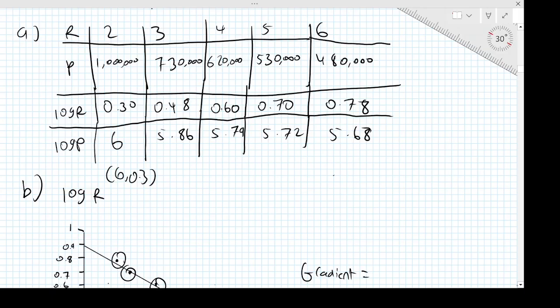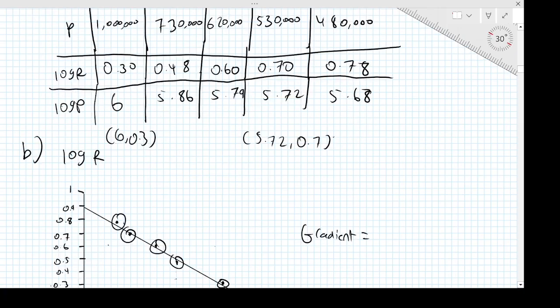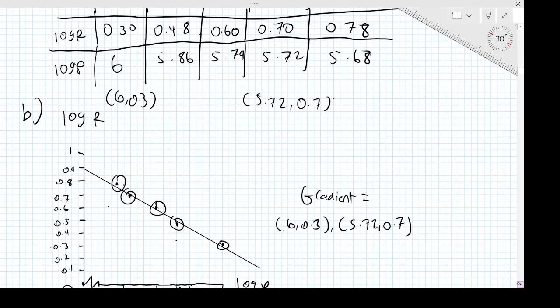And I can take, let's say, this point here, and then 5.72 for log P and 0.7 for log R. So if I compute the exact gradient between the 6, 0.3 and 5.72, 0.7, no estimating is required to guess what the points are on the graph. I can use the values given.